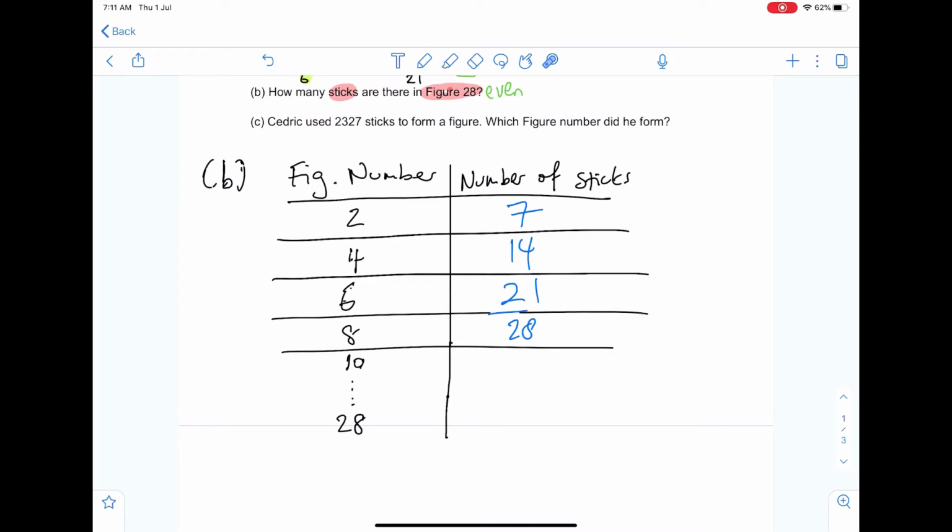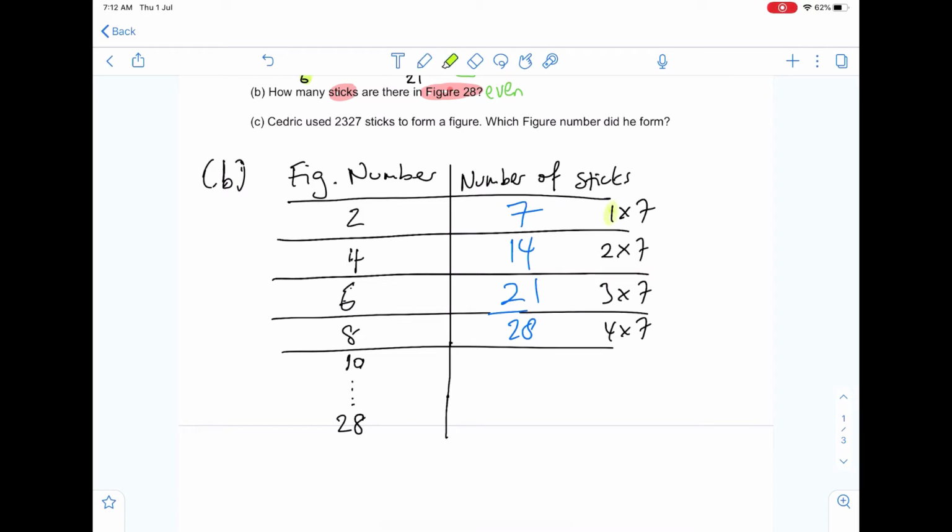Okay, so to do this, a very quick way is to understand that these are all multiples of 7. Right, so 7, 14, 21, 28, and so on. So how is this number of sticks linked up to the figure number? Alright, if it's figure 2, it's 7. If it's figure 4, it's 14. If it's figure 6, it's 21. So if you realize, 7 is actually 1 times 7. Multiples of 7, right? 14, 2 times 7. 21, 3 times 7. 28 is 4 times 7.